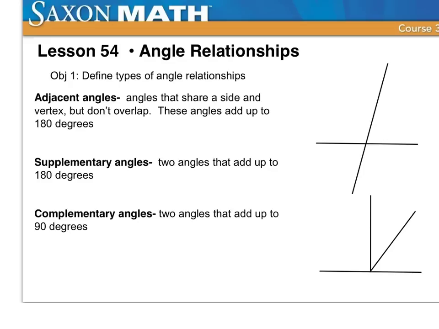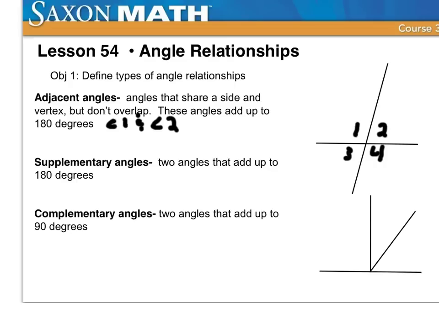Okay, so adjacent angles, let's number some of these angles here. If I number this angle 1, angle 2, angle 3, and angle 4. Adjacent angles share a side and a vertex but don't overlap. So like this side here with this vertex, angle 1 and angle 2 are adjacent angles. So we'd say that angle 1 and angle 2 are an example.